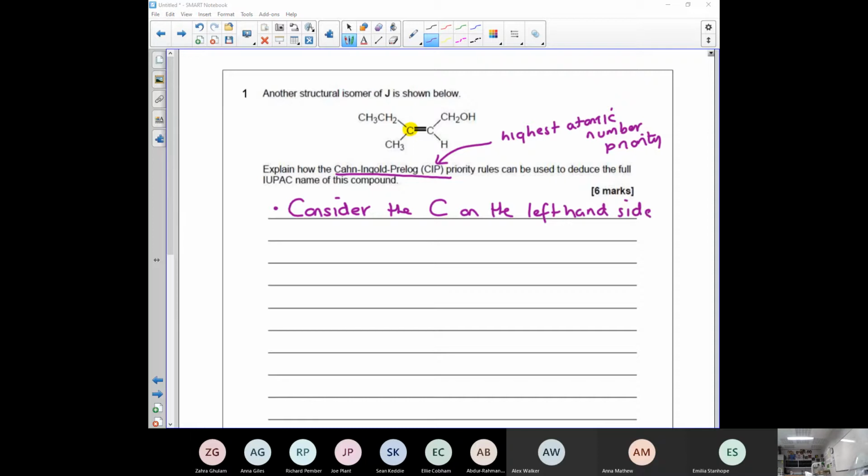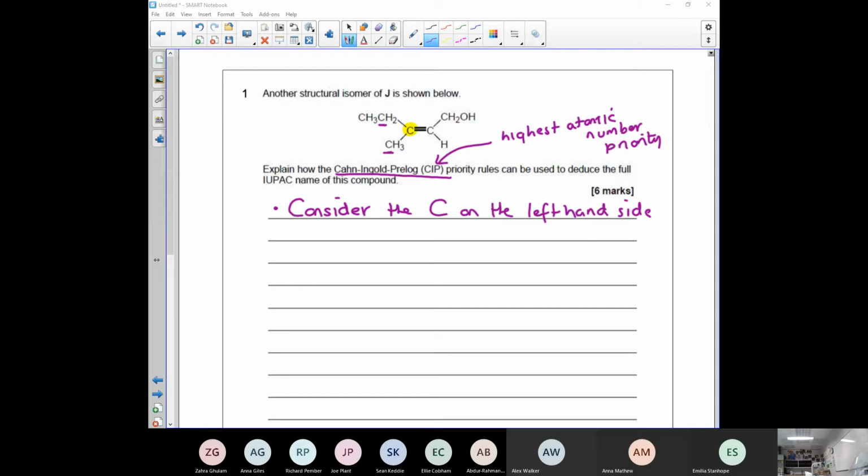So we need to look at what that carbon is attached to. It's attached to a carbon at the top and a carbon at the bottom. So this carbon is attached to 2 carbons. The carbons have the same atomic number, so we can't decide which one's the priority group here. If the carbon atom is attached to the same group, we have to go down the chain.